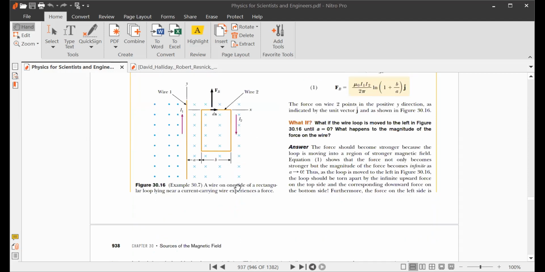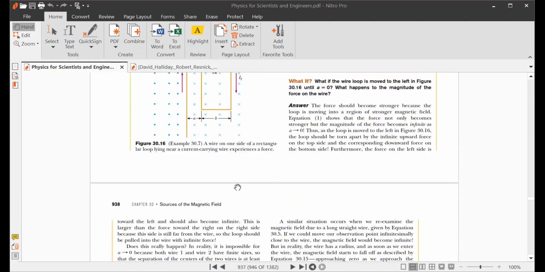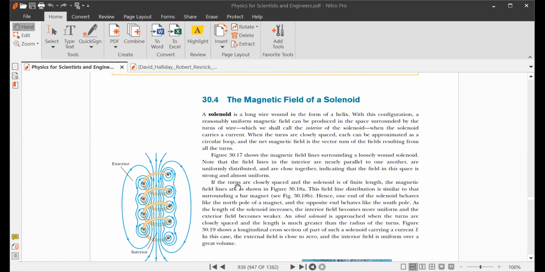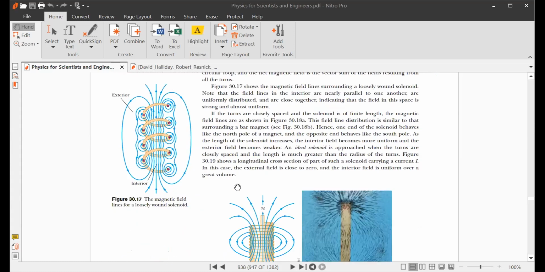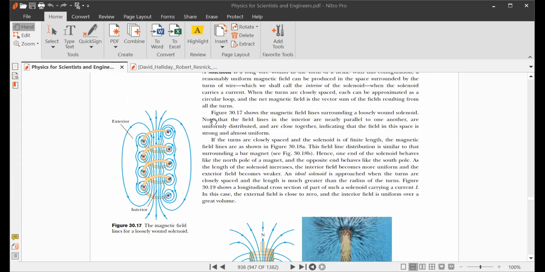Any question? Okay, let us continue. Let us move to the magnetic field of a solenoid. The solenoid is a turn of wire, a long wire wound in the form of a helix. You can see the picture here.